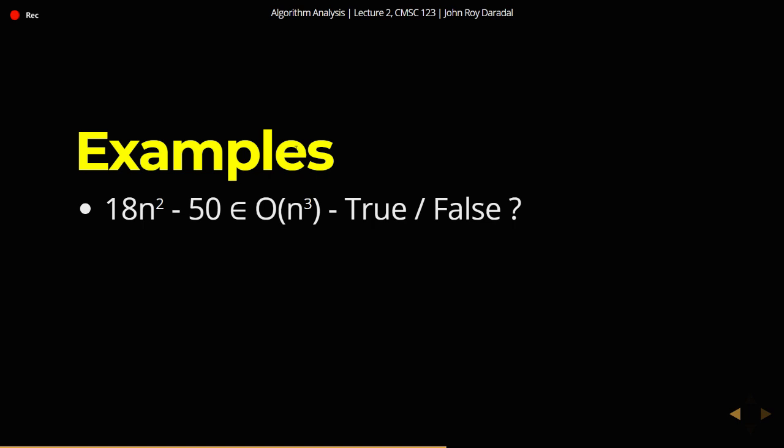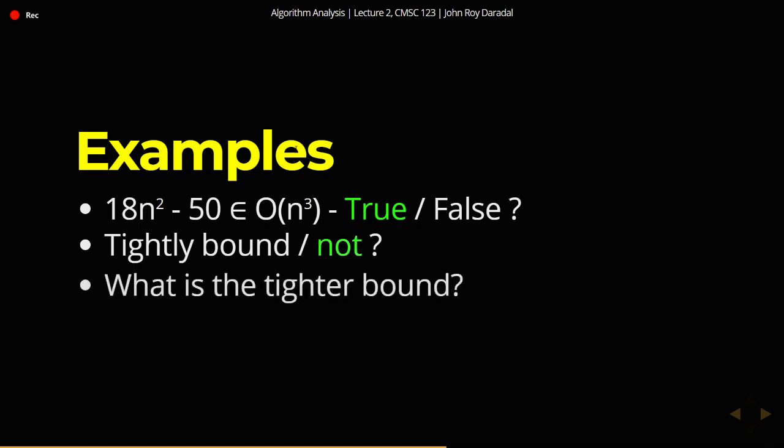How about this one? 18n squared minus 50. Is it in O of n cubed? Well, yes, because n cubed is a bigger function than n squared. Is it tightly bound or not? It's not. If it's not tightly bound, what is the tighter bound? The tighter bound is O of n squared. Okay? So hopefully that's clear.